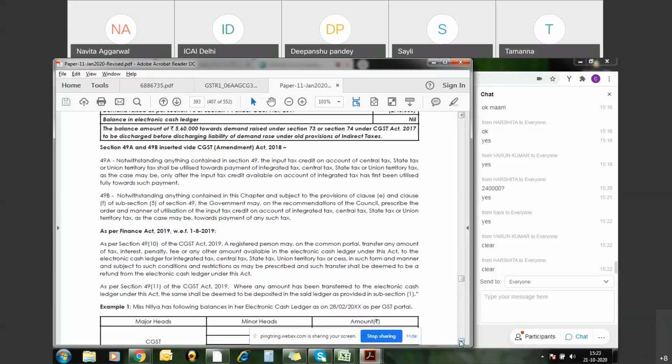Similarly, in 49B also, notwithstanding anything contained in the chapter and subject to the provisions of clause E or clause F of subsection 5 of section 49, the government may, on the recommendation of the council, prescribe the order and manner of utilization of the input tax credit on account of integrated tax, central tax, state tax, and union territory tax, as the case may be, towards payment of any of these taxes.